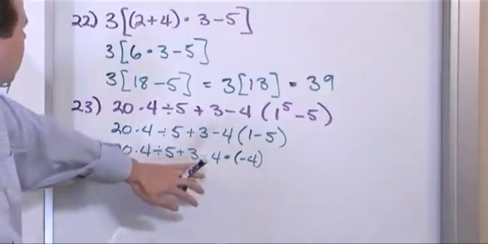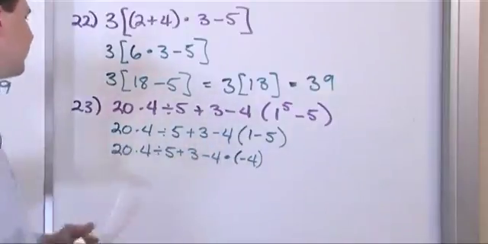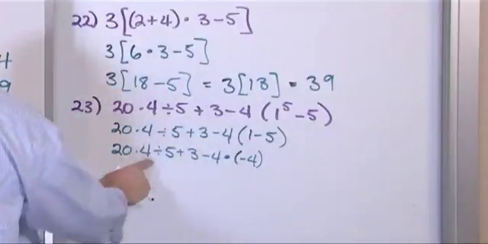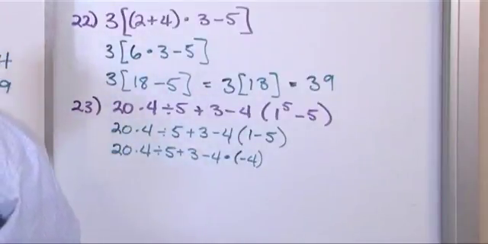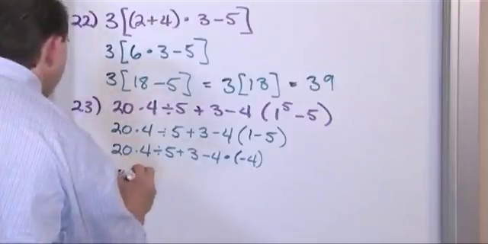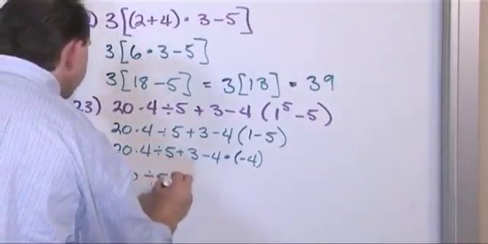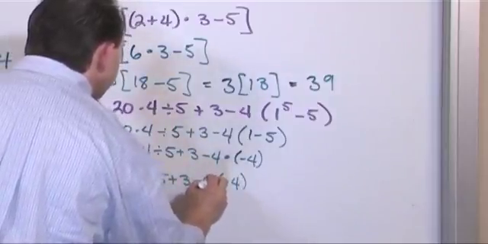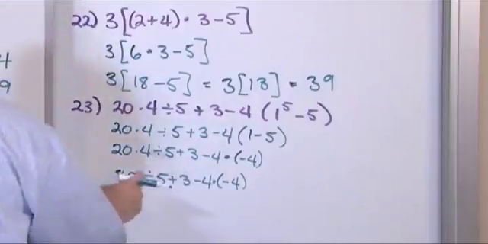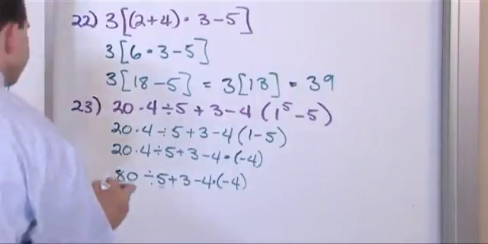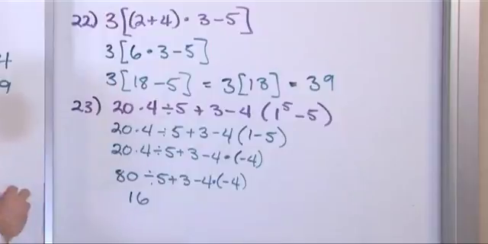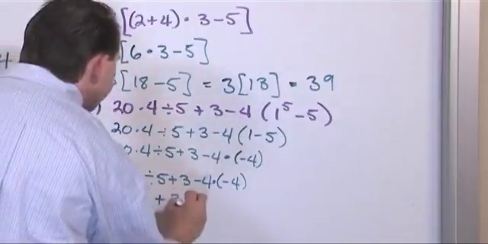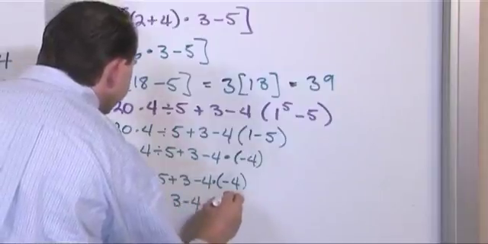Okay, now I have a bunch of stuff. Multiplication, division, I've got addition, subtraction, but I'm going to do that stuff last. So let's go and work left to right, multiplication and division. 20 times 4 is going to give me 80 divided by 5 plus 3 minus 4 times negative 4. Just working left to right. 80 divided by 5 is going to give me 16, so that's what I've got here, and I'm going to carry out the rest of the problem. Minus 4 times negative 4.